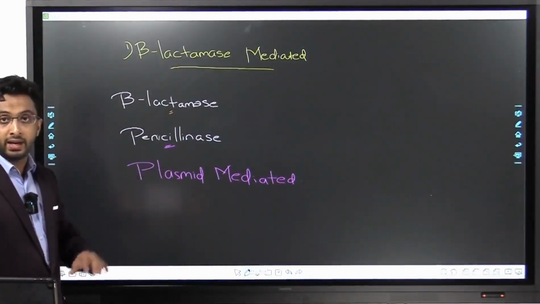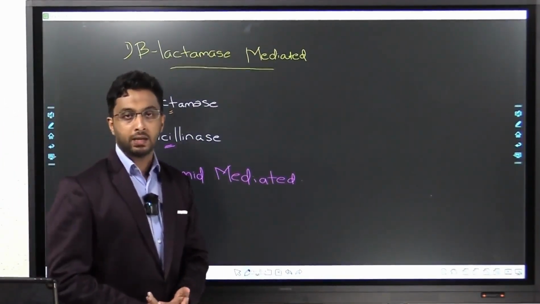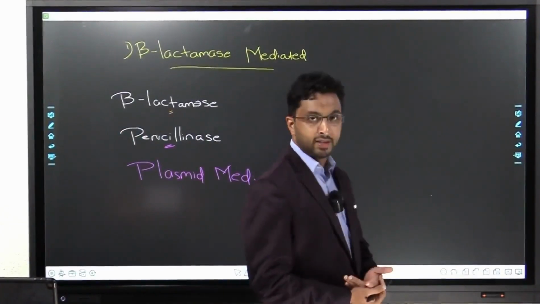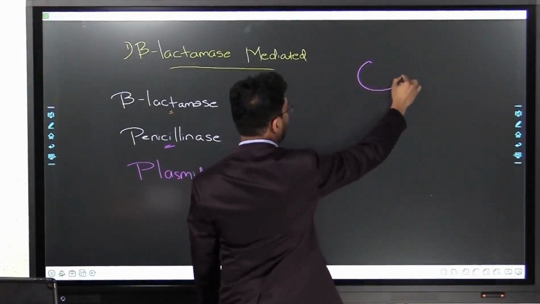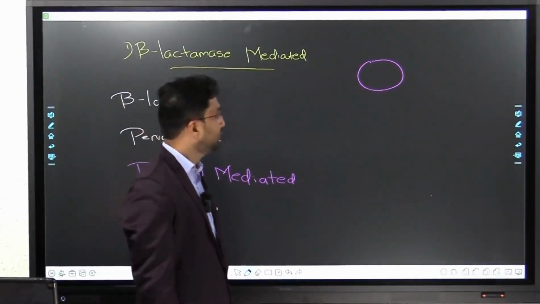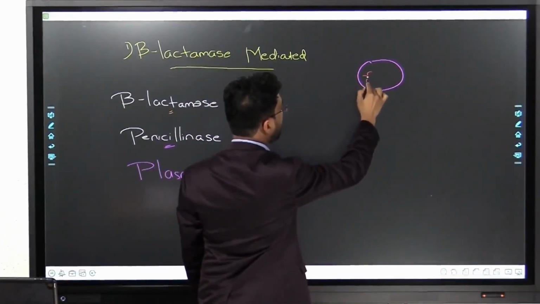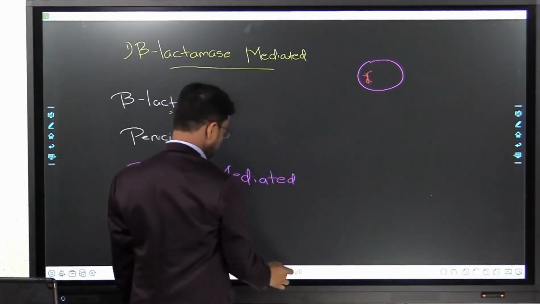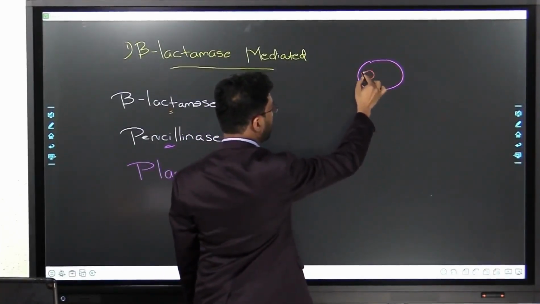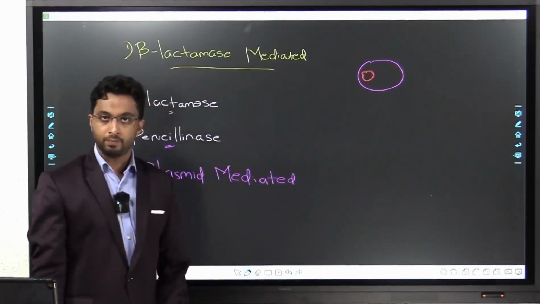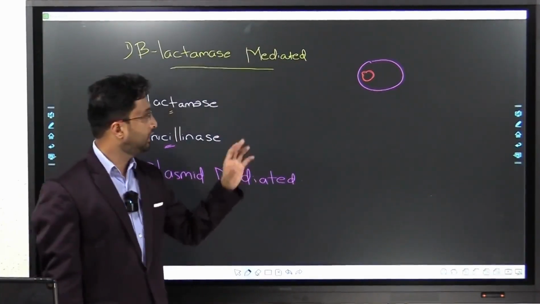Now, this is plasmid mediated. What does it mean? This production of beta-lactamase is plasmid mediated. Again, it comes under basic bacteriology, so I'll explain it here. Basically, if you consider a bacteria, it has definitely a chromosome. They have got circular chromosomes, isn't it? Bacteria has got a circular chromosome. So this is a circular chromosome, and inside that chromosome there is DNA. This is a basic thing. Inside the chromosome there is DNA, in the organisms.